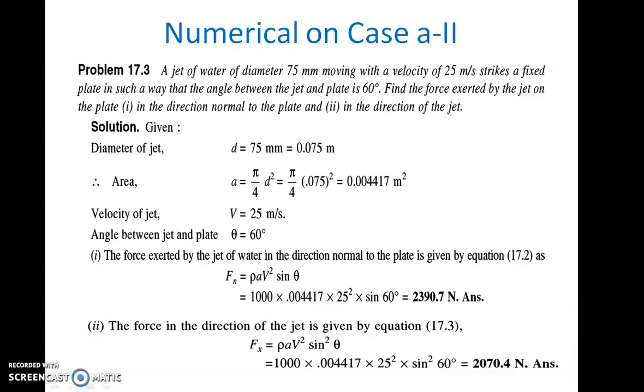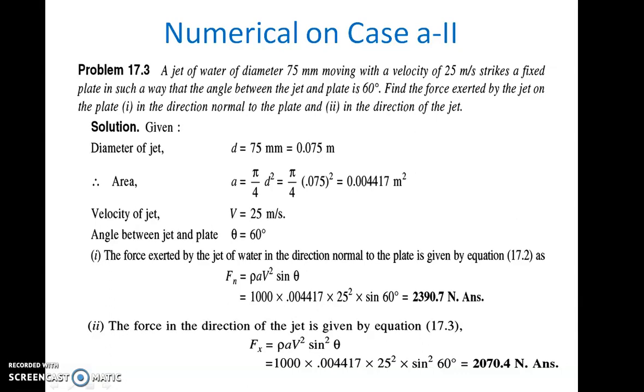So Fn is calculated by the formula rho a v square sin theta, with theta as 60 degrees. If you put all the values you will get Fn as 2390.7 Newton. And Fx you will get by the formula rho a v square sin square theta. So Fx is equal to 1000 into 0.004417 into 25 square into sin square 60, which gives the force in x direction as 2070.4 Newton.